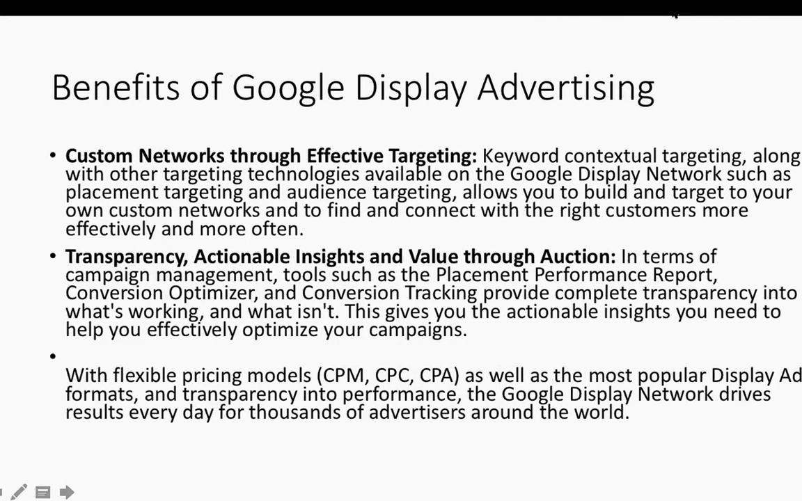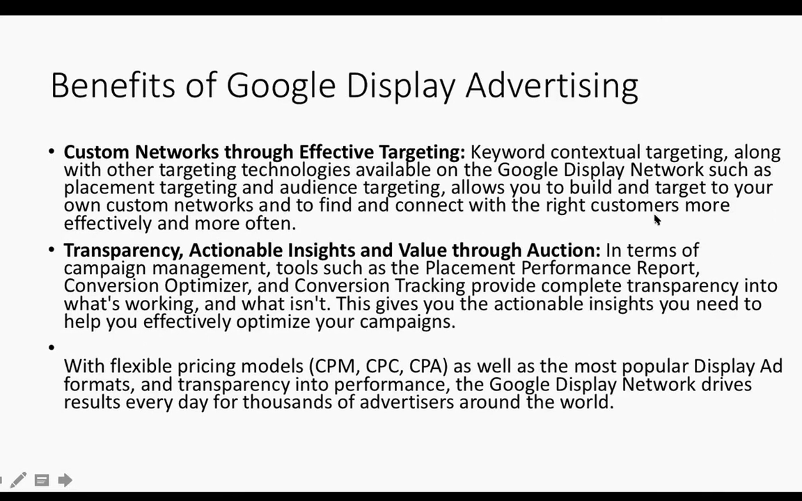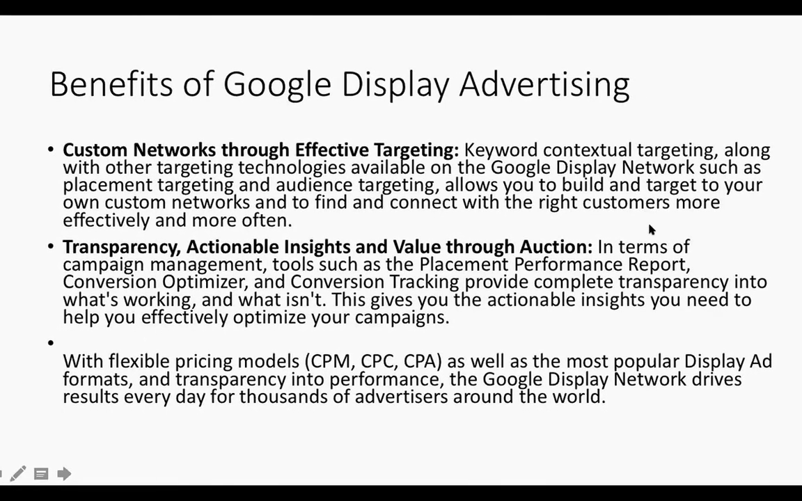The other benefit of Google display advertising is custom networks through effective targeting. Keyword contextual targeting, along with other targeting technologies, is available on the Google Display Network, such as placement targeting. We understood that contextual targeting is all about making sure our ads are placed only on those web pages which have content related to our product. The other targeting with Google Display Network is the ability for the advertiser to pick and choose a certain website of his or her choice, which is called placement targeting, which we'll see.